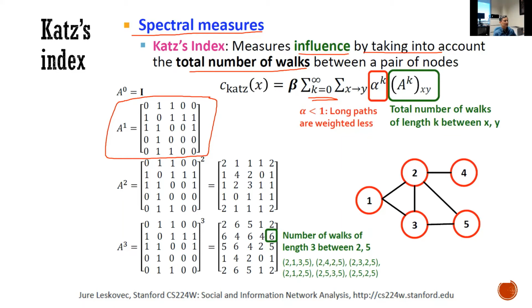When the power k is large enough, your solution will converge, and you can compute the sum of this. That indicates the total number of walks of length k between x and y. So k is here, and then you sum all of them to give you the total number of walks from one node to another, and you calculate the influence using this total number of possible walks rather than the distance between two nodes.